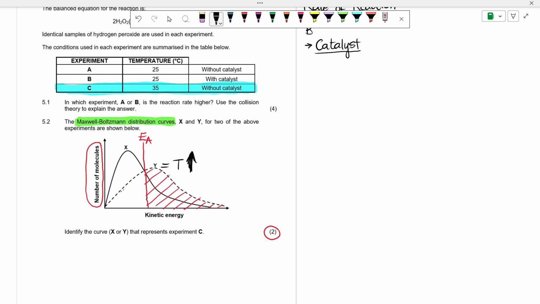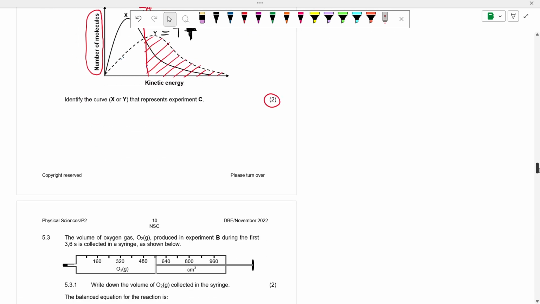And only experiment C has a higher temperature. So I feel like that one is simple if you understand the Maxwell-Boltzmann distribution curves.